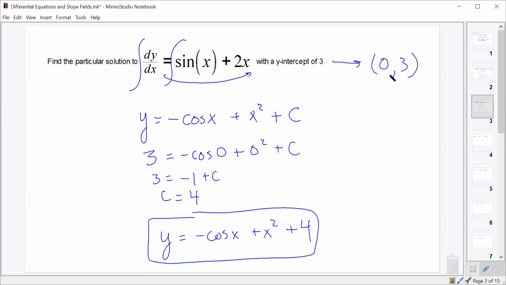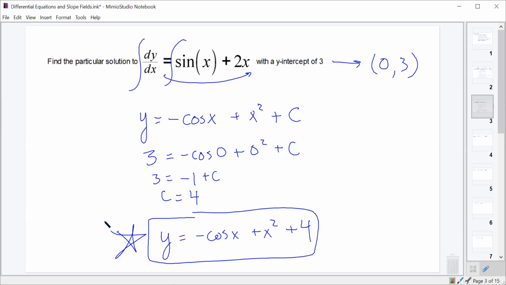And that has a y-intercept of 3. If you take the derivative of negative cosine x, you get sine x, the derivative of x squared gives you 2x, and the derivative of 4 is gone. This is our particular solution to that differential equation. Good or no? Good. Can you leave that up for a tiny bit? Yep.